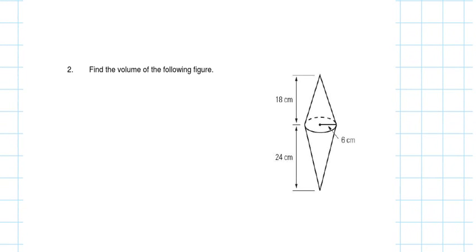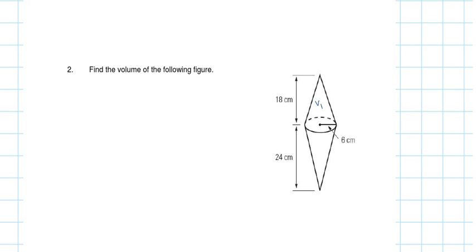Two cones, right? So it's a composite figure. So what do I have to do? It's asking you to find the volume of the following figure. We know the radius, we know the height, yeah? Just find the volume of both cones and add them together. That's right. So find the volume of this cone, and the volume of this cone, and then add them together.